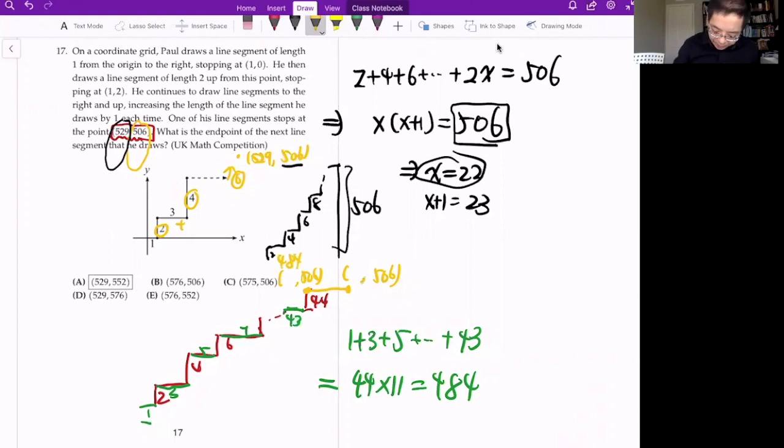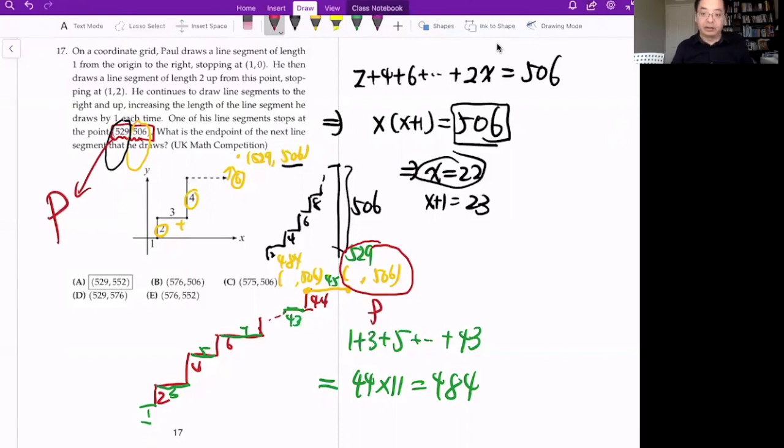Now, then we add 45. So this one is 45, so we add 45, and we get 529. All right, so that means the point is right here. This is the point we are looking for, right? This is the point P.